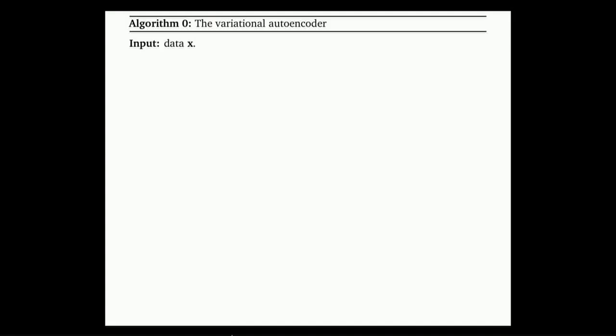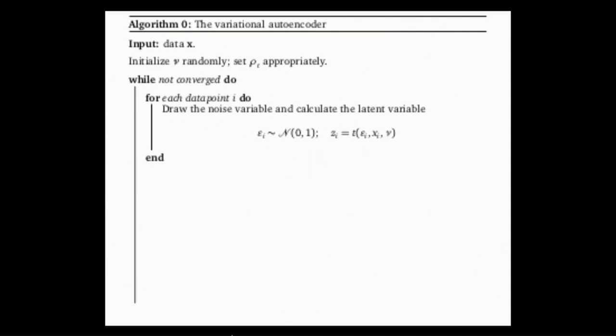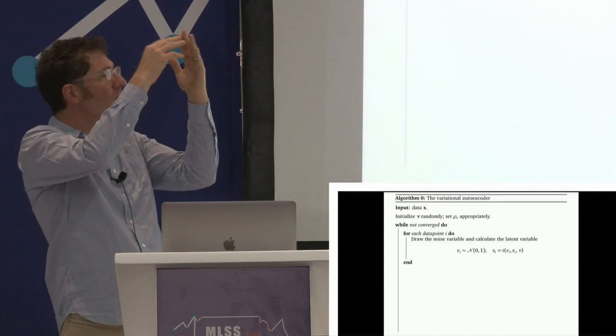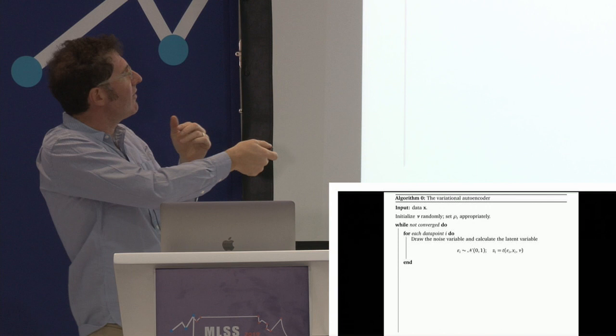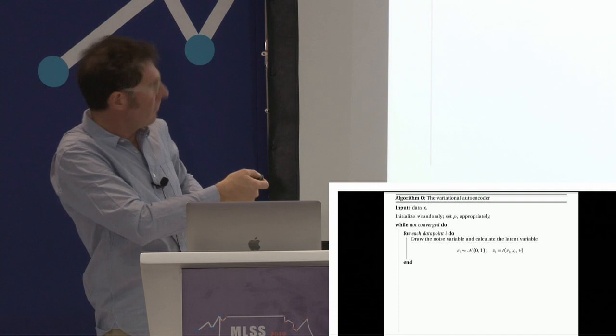Again, the input is the data X, and the architectures of these neural nets that you need. You're going to initialize your variational parameters randomly and set your step size appropriately. Again, you're going to iterate. Now, what are we going to do? First, for each data point, I'm going to choose a noise variable from this distribution, and then I'm going to set the corresponding latent variable Z_i. So I go through my whole data set, and I draw an epsilon for each data point, and then I set what I think its latent variable would be given that epsilon. That's a transformation that involves x_i and the variational parameters nu.